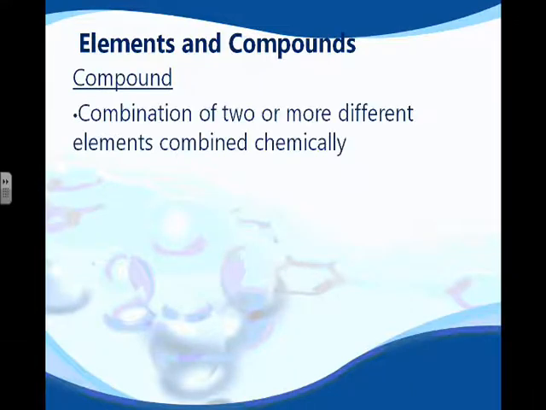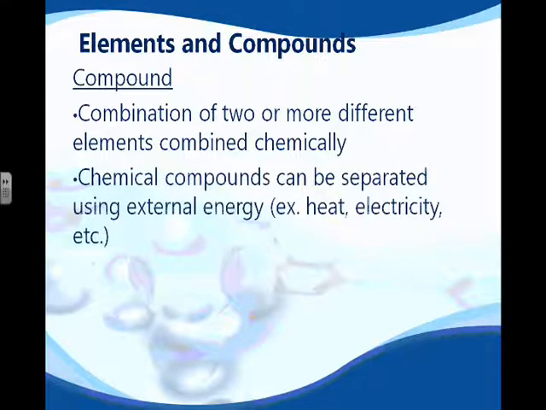Now a compound. A compound is when you combine two or more elements chemically. That means they've reacted with one another. And so it's two or more different elements. I'm sorry, it can't be the same element, so it'd be two or more different elements combined chemically. Now, chemical compounds can actually be separated, unlike elements, but you have to use external energy like heat or electricity.